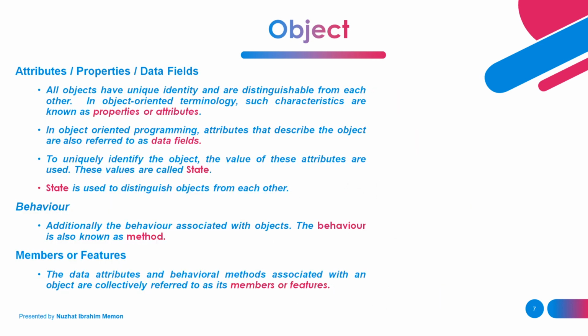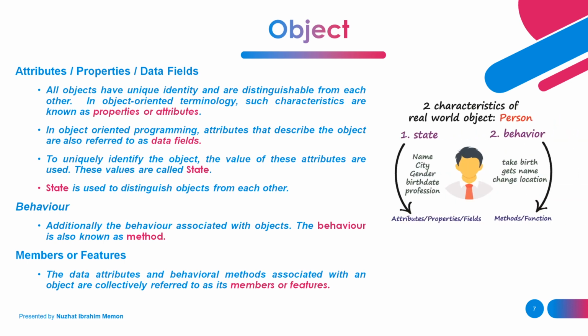In the object-oriented methodology, every real-world object has its state and behavior. Here, you have to think about two characteristics for any real-world object. Number one is attribute, or you can say property, that is used to identify that object. And number two is behavior, that is an action the object can perform.